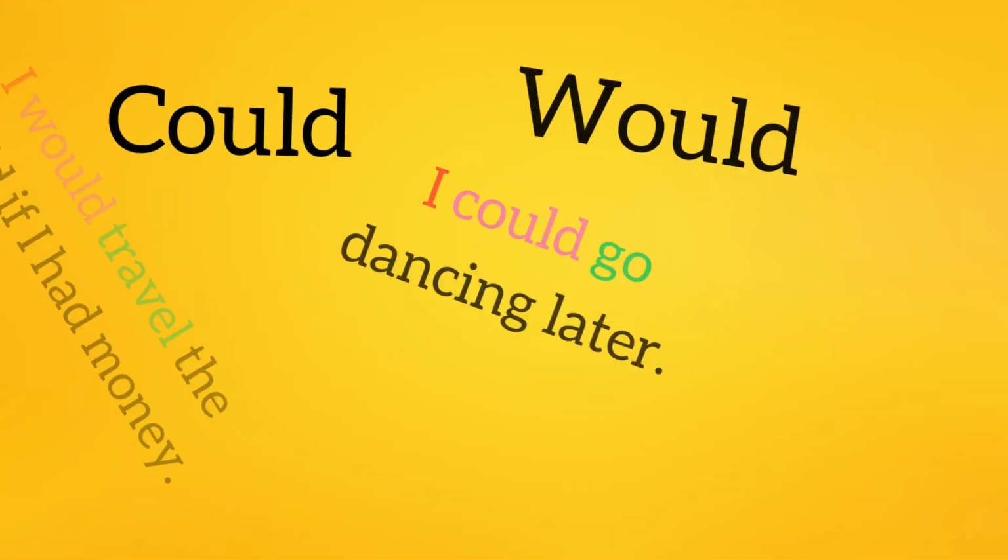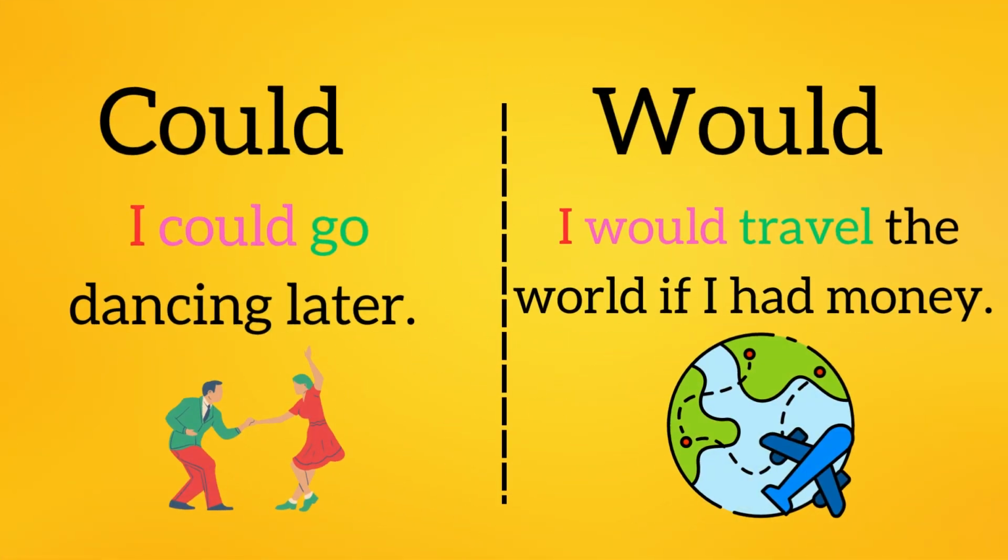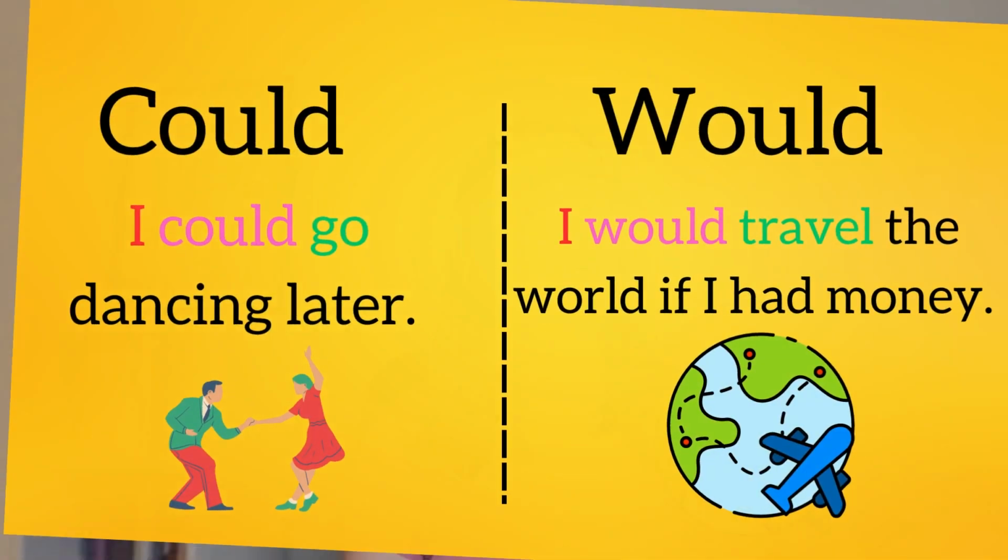When we use would, we talk about imagined situations that can happen if certain conditions are met. For example, I would travel the world if I had more money, or I would go to bed early if I didn't have to do my English homework. There you have it. There are your 8 modals in English.